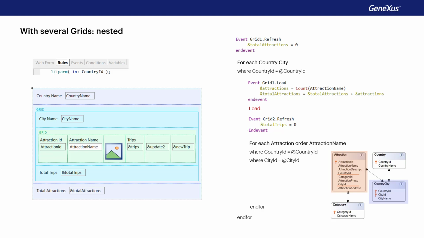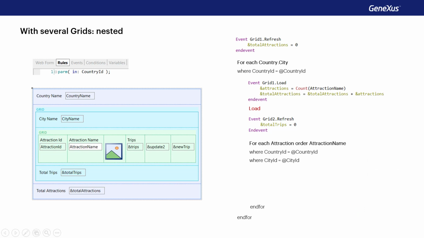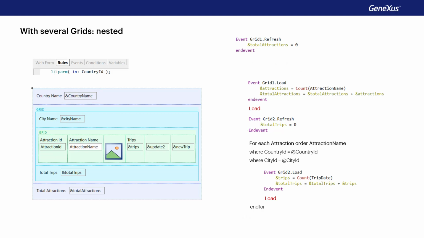For this reason, it'll only go through the records of the attractions table that match the country and city of the record loaded in the external for each. And for each of them, it'll execute the load of this nested grid. And then it'll load the line on the grid. Of course, if the first grid had no base table, then the implicit for each disappears, as well as the load command. And we'll have to explicitly write them in the grid's load event.